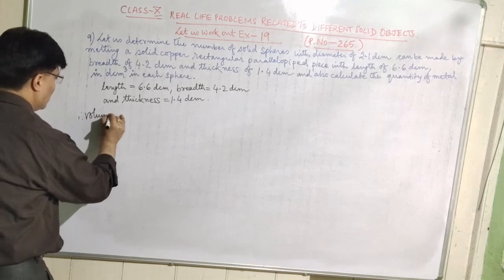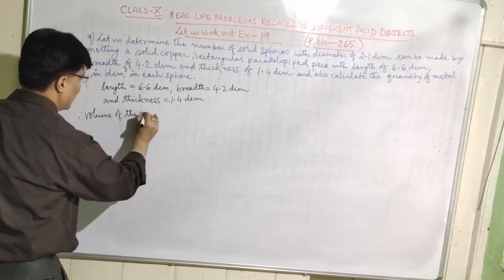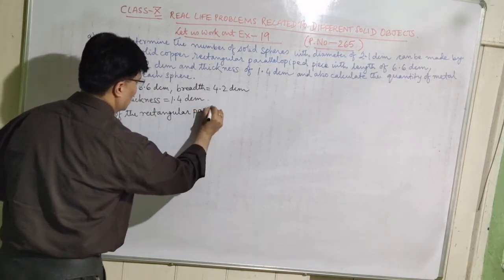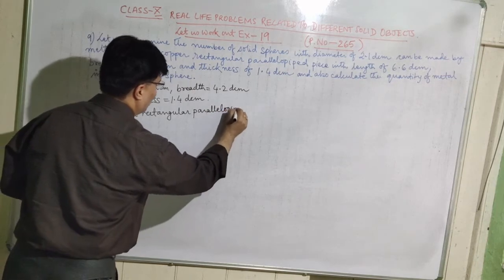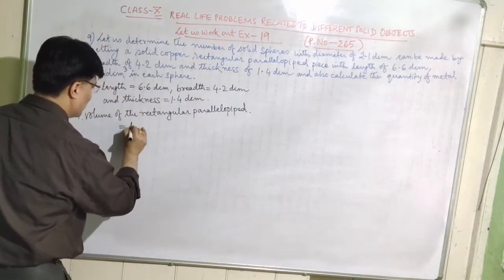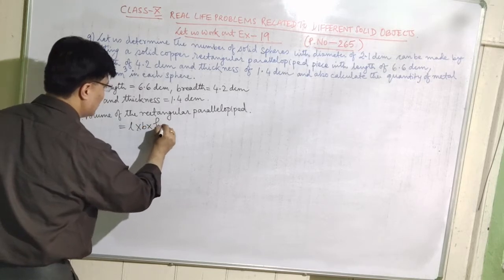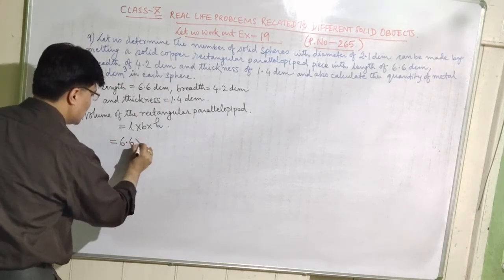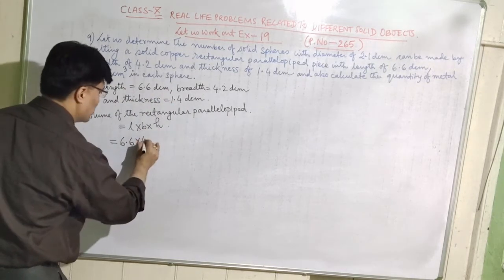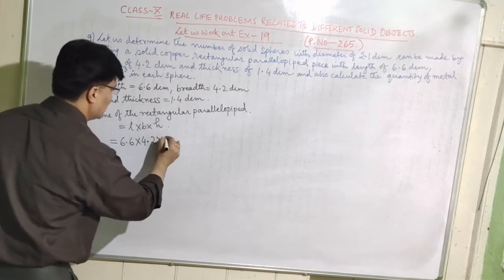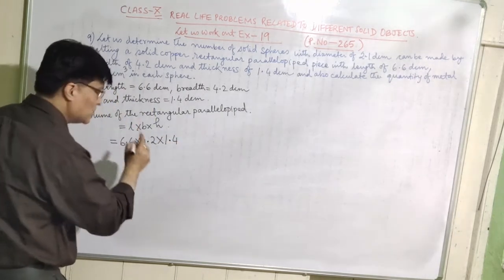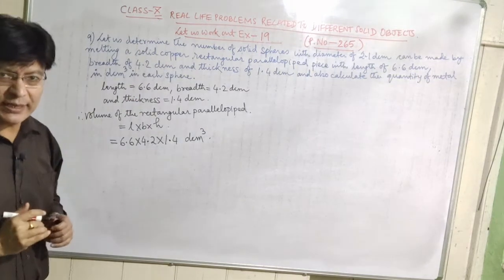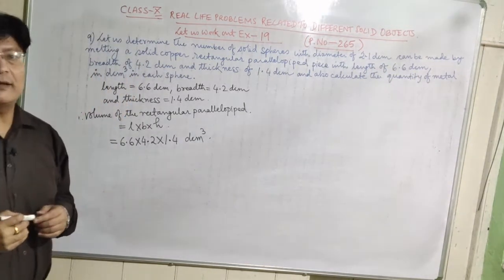So therefore, volume of the rectangular parallelepiped is equal to, what is the formula? Length into breadth into height. Height means thickness. What is the length out here? It is 6.6 decimeter. What is the breadth out here? It is 4.2 into what is the height here? That is thickness is 1.4. What is the unit? It is decimeter cube. Don't simplify it. Keep it as it is.